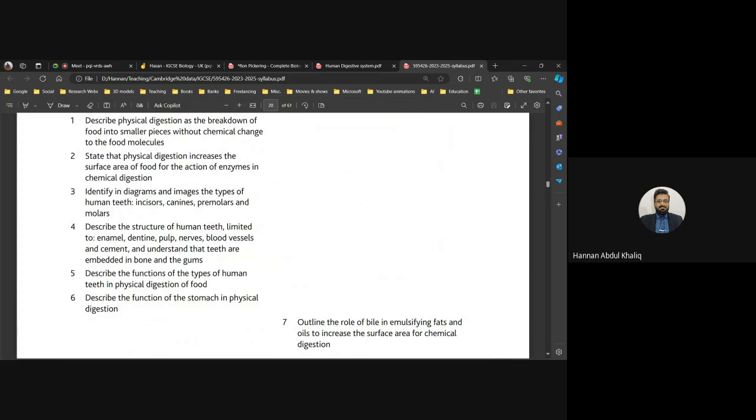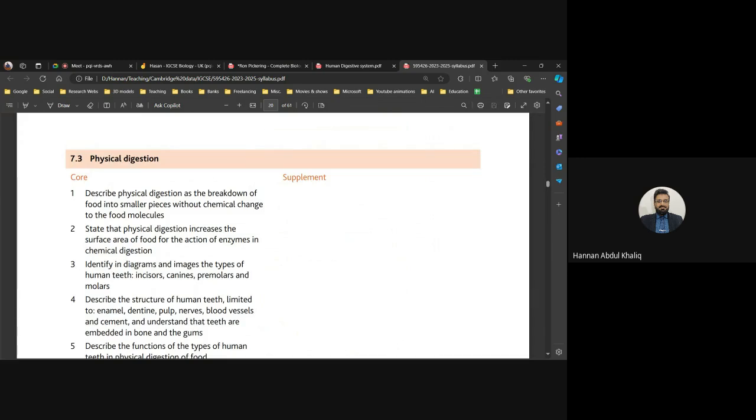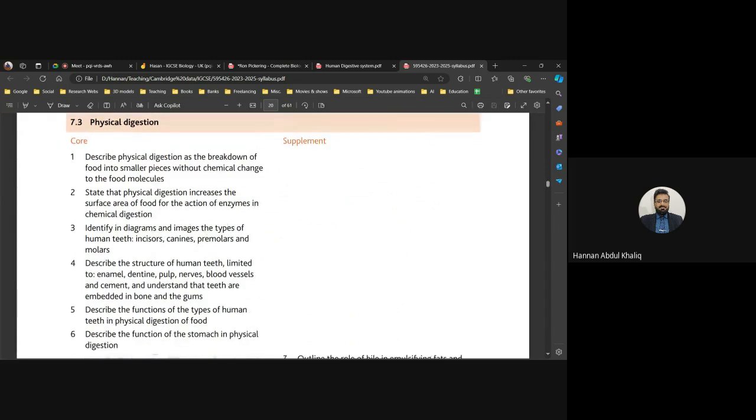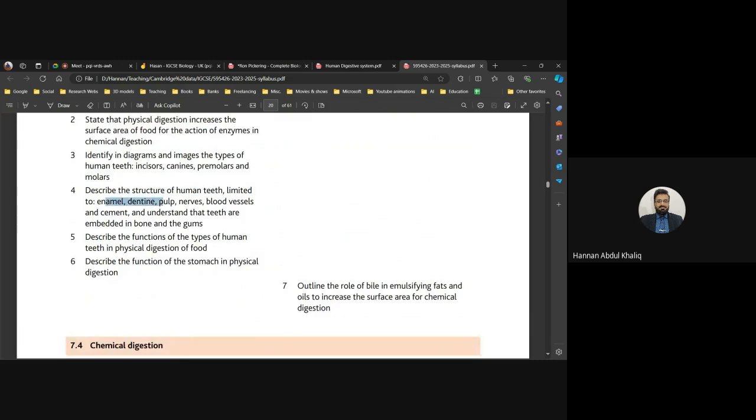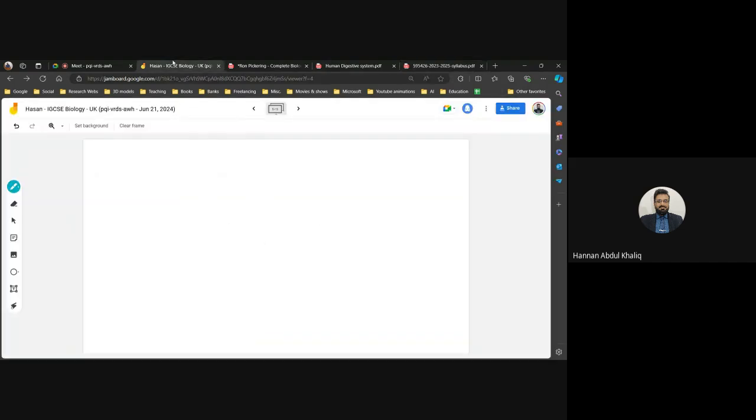Hold on, first of all. Yes, the enamel, dentine, pulp, nerve vessels, function of the types of human teeth, stomach, all. Okay. So now, suppose we have ingested the food.